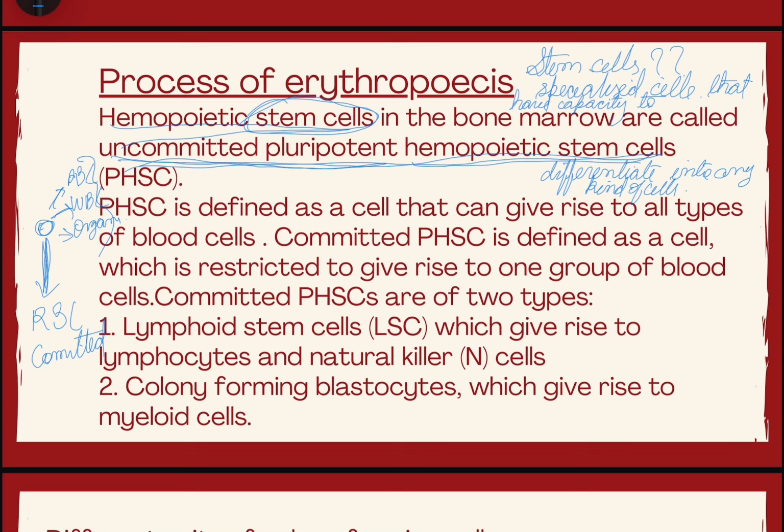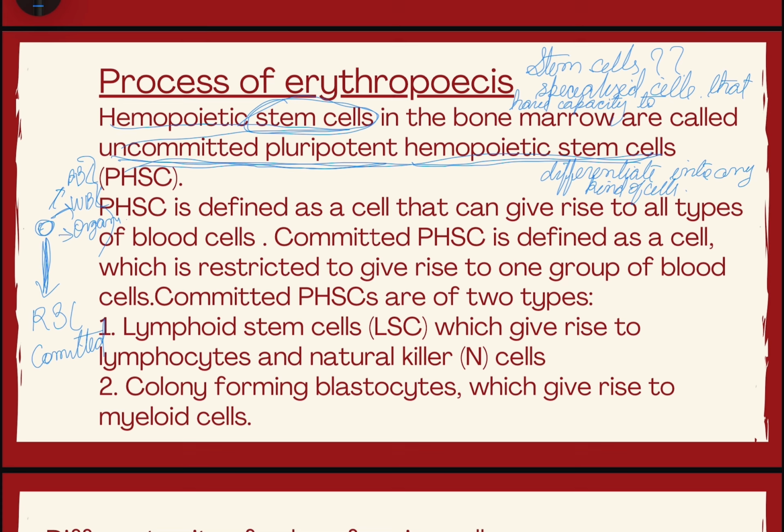So that is why at the starting stage it is known as the uncommitted pluripotent hemopoietic stem cell. And PHSC means pluripotent hemopoietic stem cell. We will be using the term PHSC instead of fully pronouncing it.